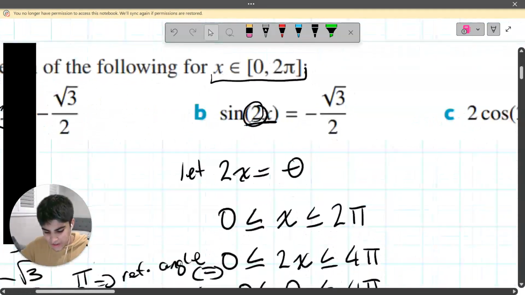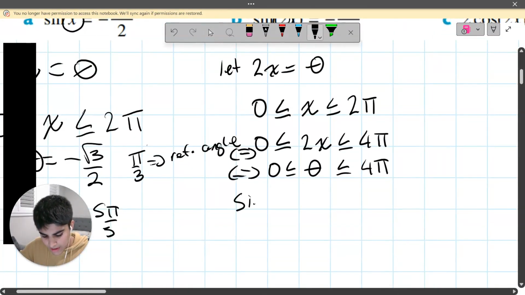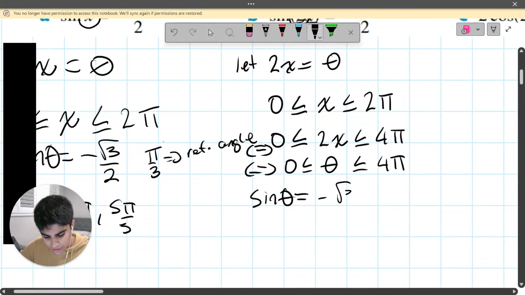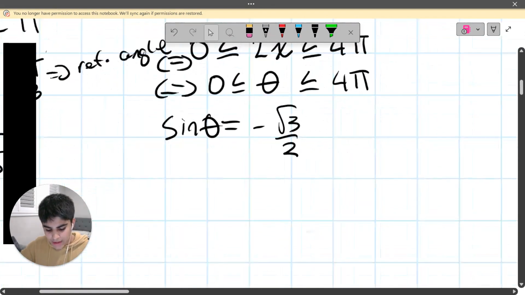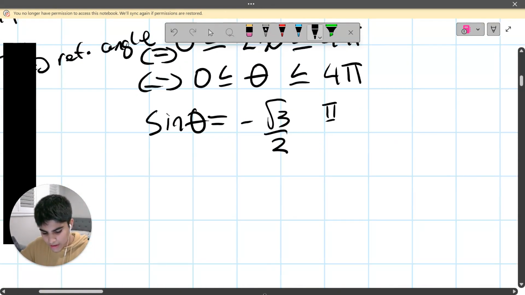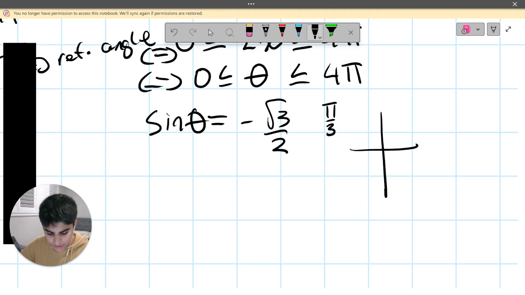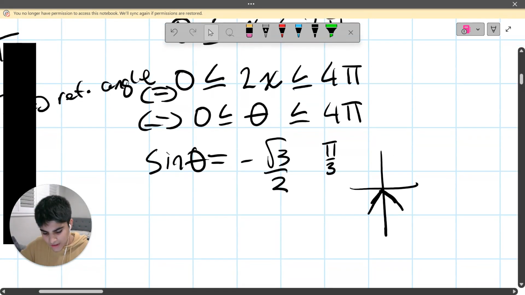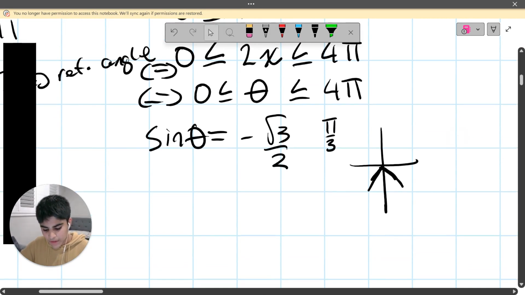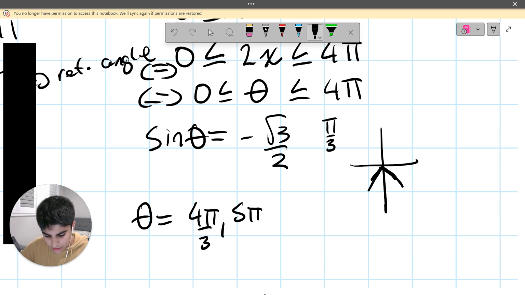Now our reference angle here, sine theta equals negative root 3 on 2. Again, our reference angle is pi on 3. Sine pi on 3 is negative in the third and fourth quadrant, and we need to first find all the solutions from 0 to 4 pi. Let's go. Theta equals 4 pi on 3, 5 pi on 3.